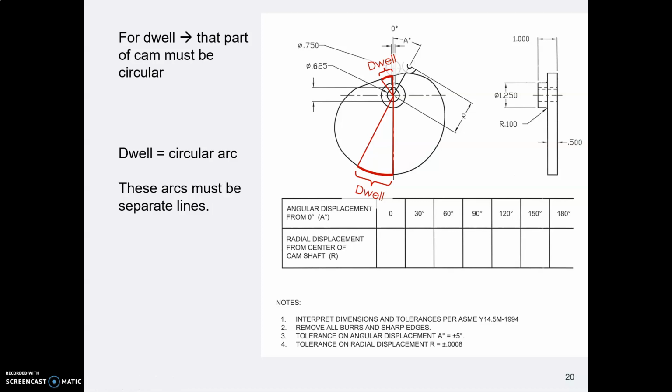Remember how this cam that we're drawing has dwell in 2 places. Well, what happens with dwell? That's where the follower does not move, it does not go up and down. And how do we get that to happen? We have a circular shape, so the radius does not change in here. It's the same radius of circle from here to here. That makes the follower just sit in one spot. It dwells. So that means in these 2 places on your cam, you'll need to draw circular arcs, not lumpy things.